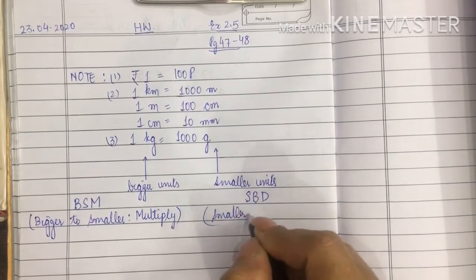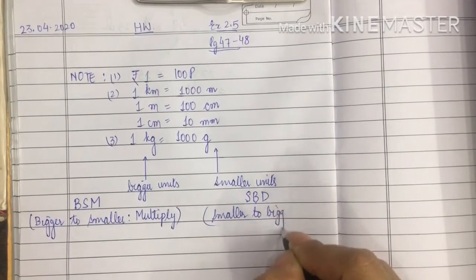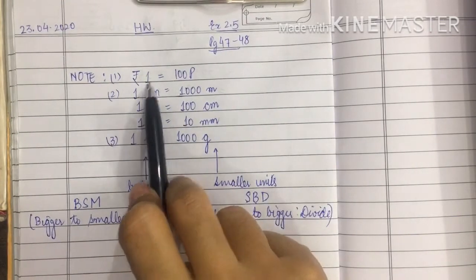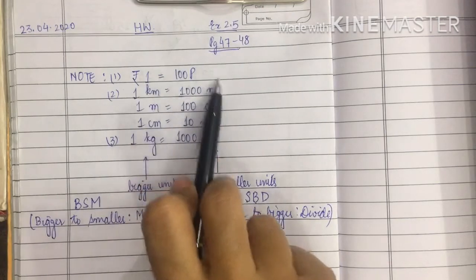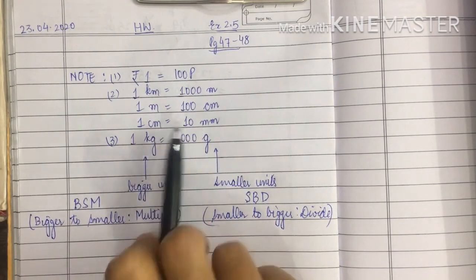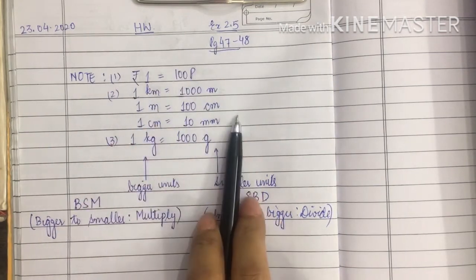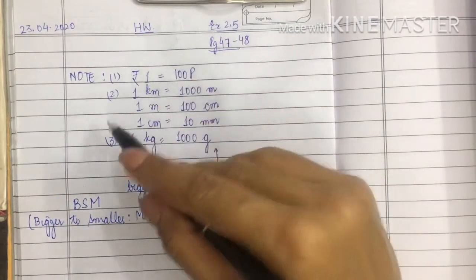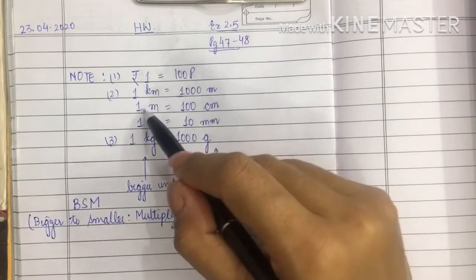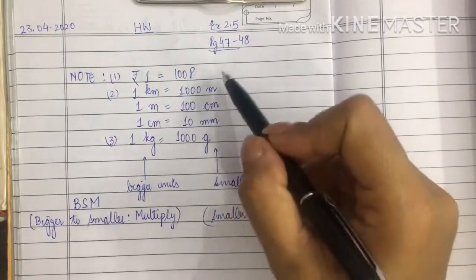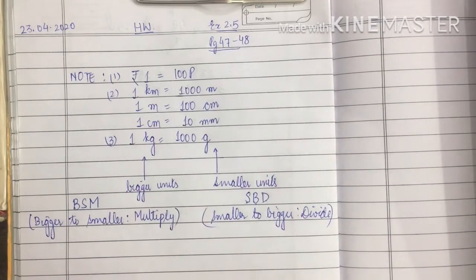So smaller to bigger will be done by divide. So if you're changing rupees to paise, you'll multiply. Kilometer to meter, multiply. Meter to centimeter, multiply. So on. So if you're going from here to this side, you'll multiply, and these are the numbers by which you multiply. And if you're going the opposite way, if you're going from these units into these units, you shall be dividing by the same number. So learn these by heart. These are some common relations which you use in your day-to-day life.